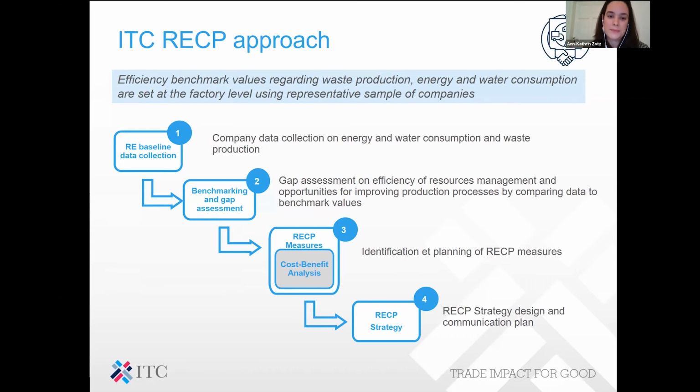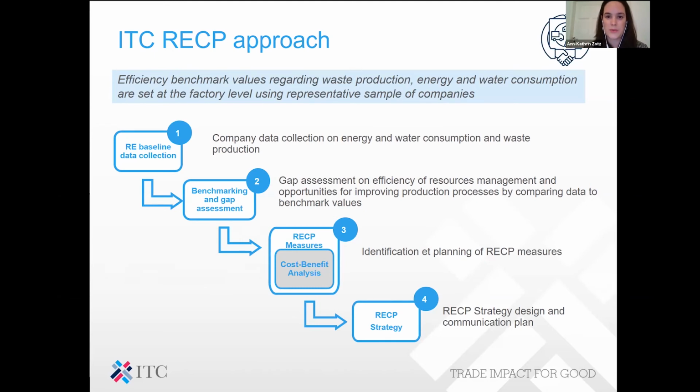You have to implement changes in your company to comply with that kind of goal or to meet that kind of target. Then after having undergone the gap assessment, the companies are supported through their local coaches to identify and plan for resource efficiency and circular production measures. These are then compared through a cost-benefit analysis to really see, is it financially feasible to implement a certain identified measure for the company? So is it like that the company might be able to fund that through their own cash flows? Do they need external financing?